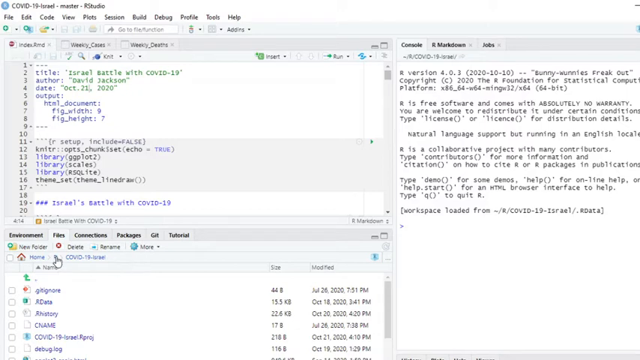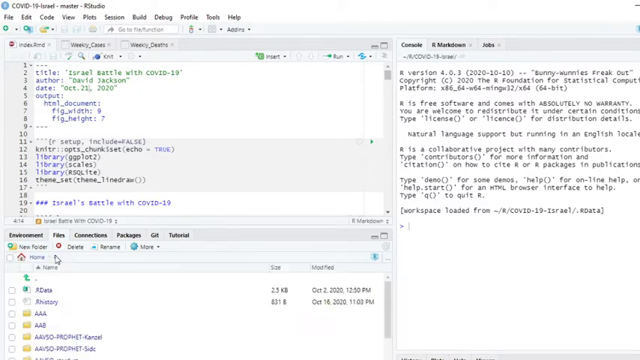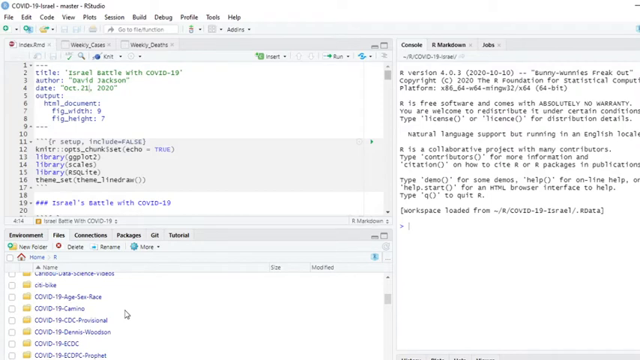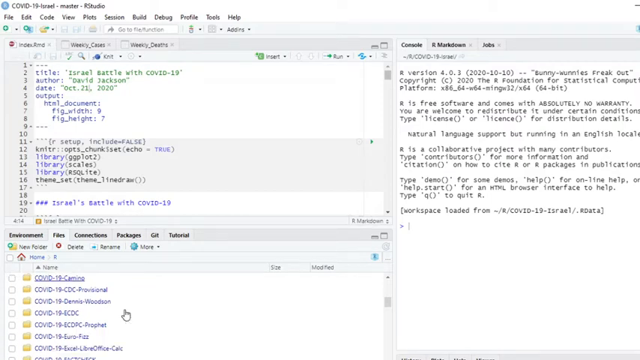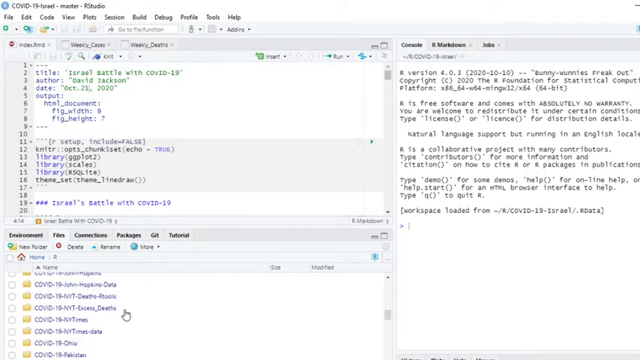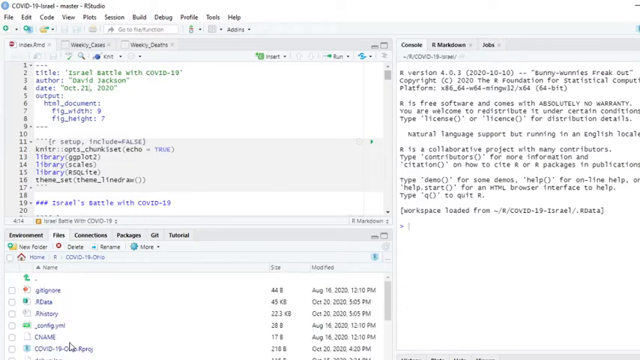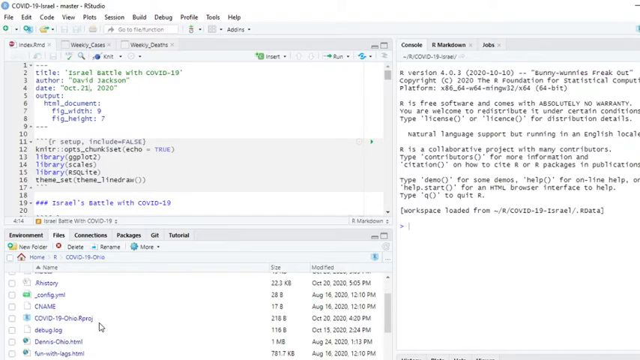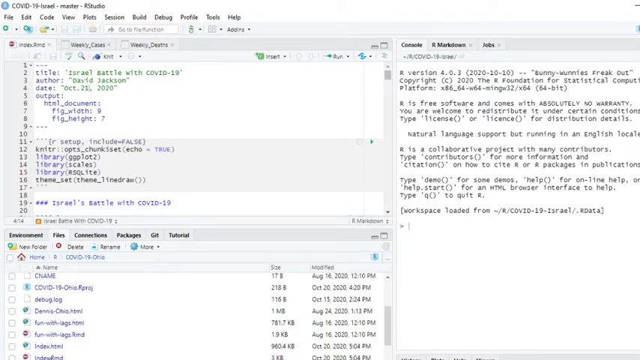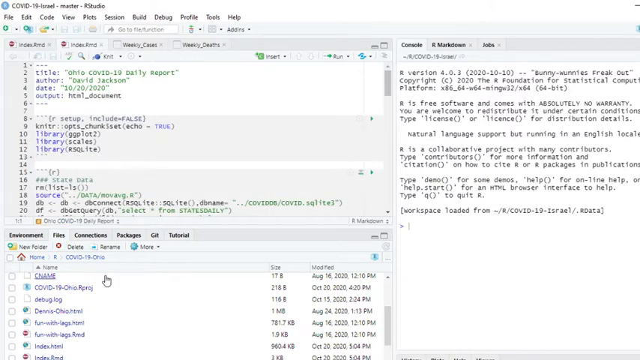So we're getting ready to run a report. Let's see what we got here. We've already run Israel and Spain, so we're actually going to do the state of Ohio today. All right? I might mention that this is the new and improved script for the state of Ohio.